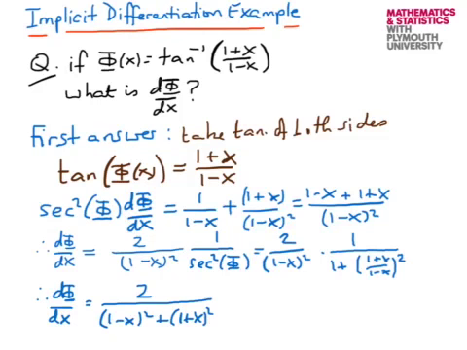The 2's will therefore cancel, and we have our final result that d phi dx is equal to 1 over 1 plus x squared. And that is our final answer for this question. Now what I'm going to do is move on to the next slide and see on the second slide how to do this question in a slightly different way.